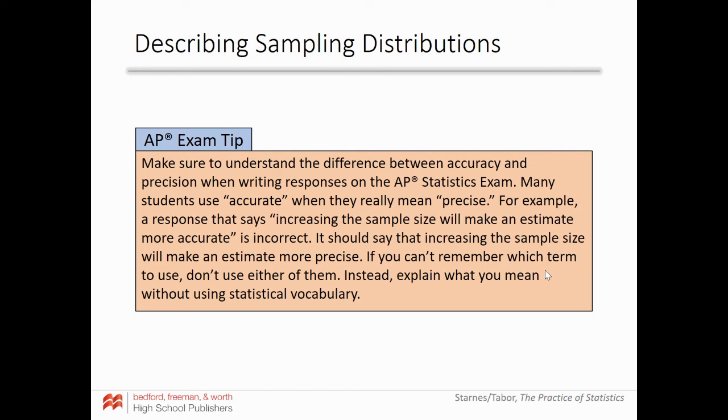If you can't remember the term, don't use it. Just explain what you mean instead. So instead, what I would say is increasing the sample size decreases the variability. That is a totally fine thing to say. I don't even talk about the word precise or accurate, so I can't mess it up. I just explain what's going on. Increase the sample size, decrease the variability. Simple as that. All right.